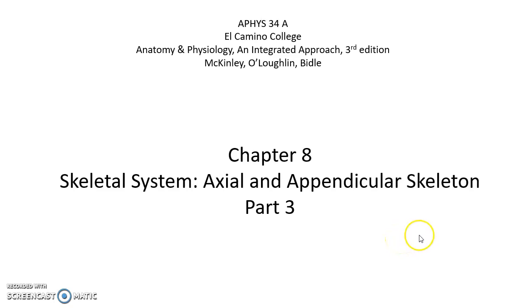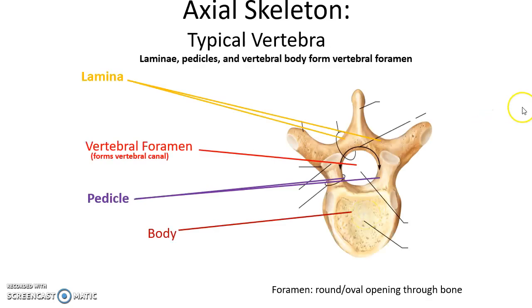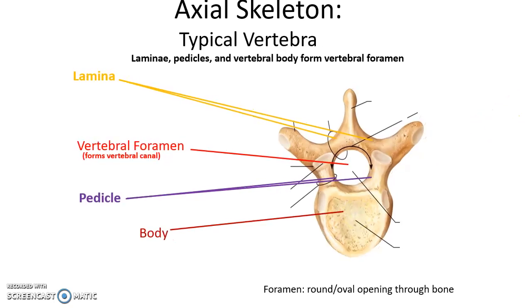Chapter 8, Skeletal System, Axial and Appendicular Skeleton, Part 3. So, the vertebral column is made of 24 vertebrae.